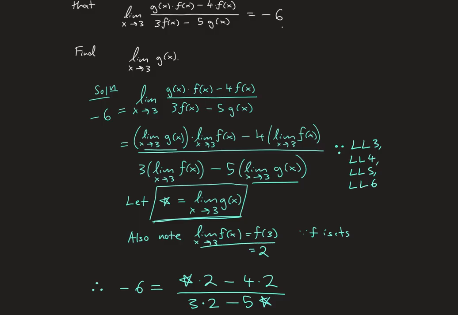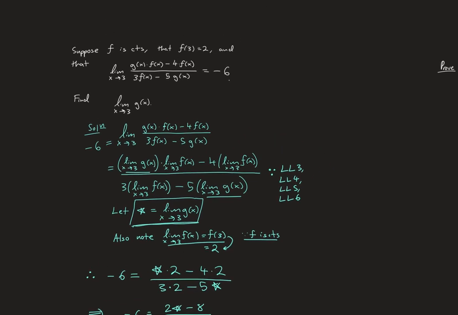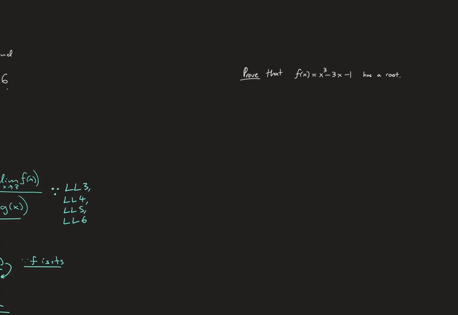And then this fact was because f is continuous, it's handed to us that f is continuous. And then this fact is also handed to us, f of 3 equals 2. All right, fun question. Let's keep going. Let's see what's next.